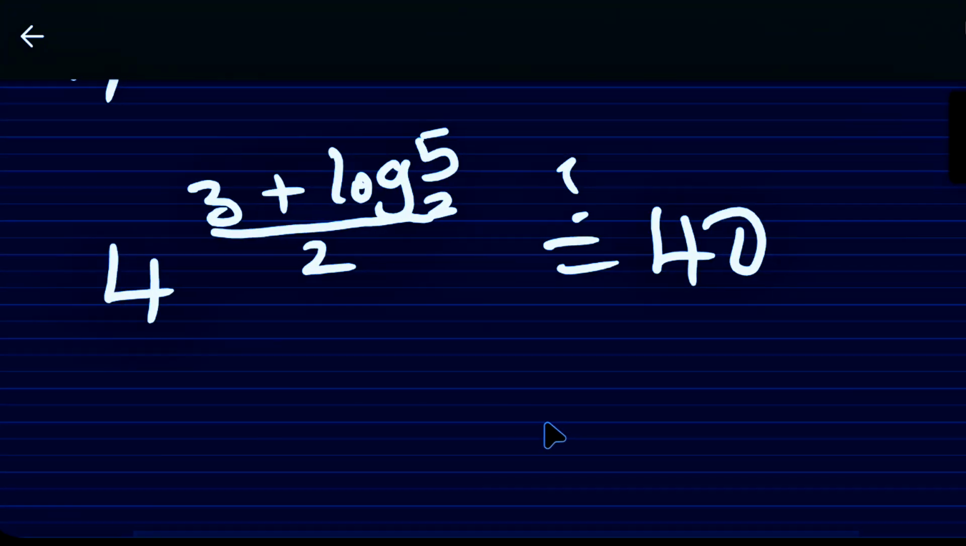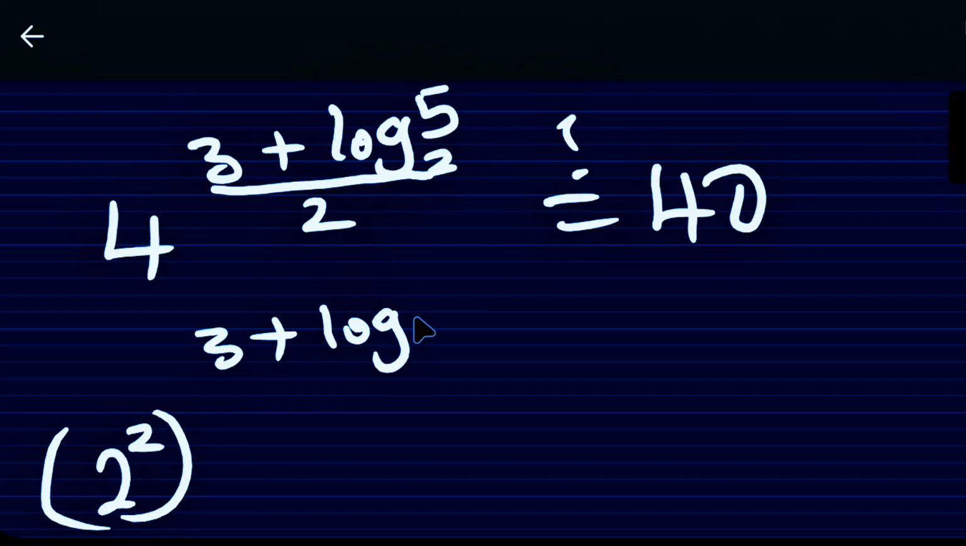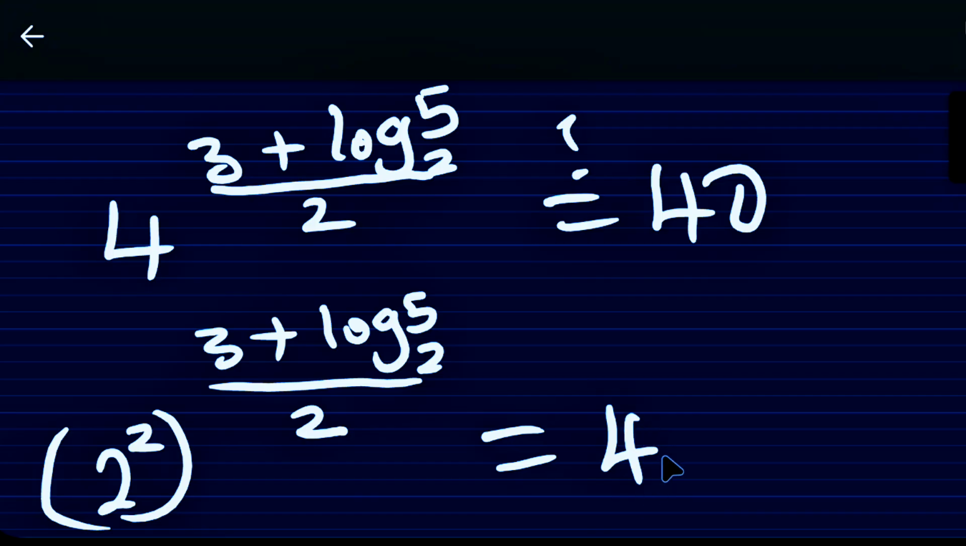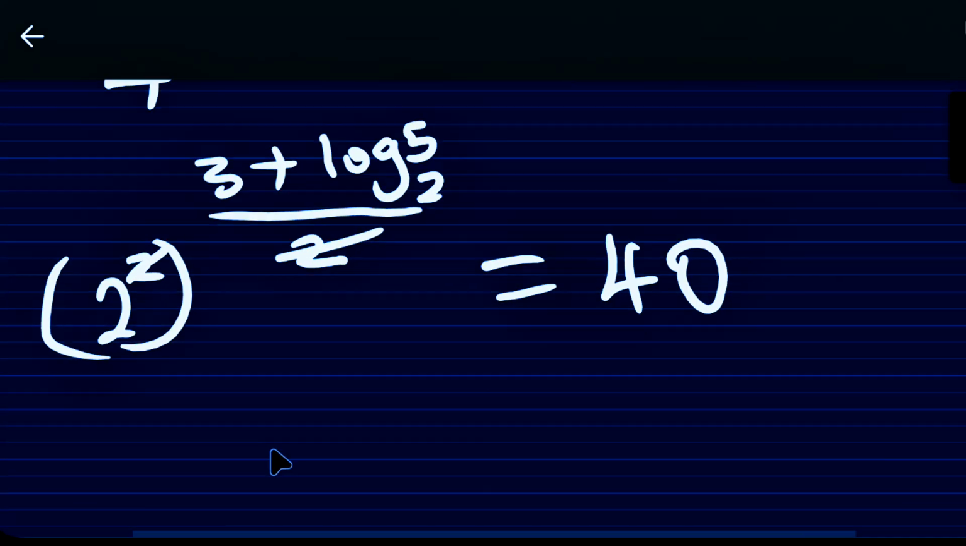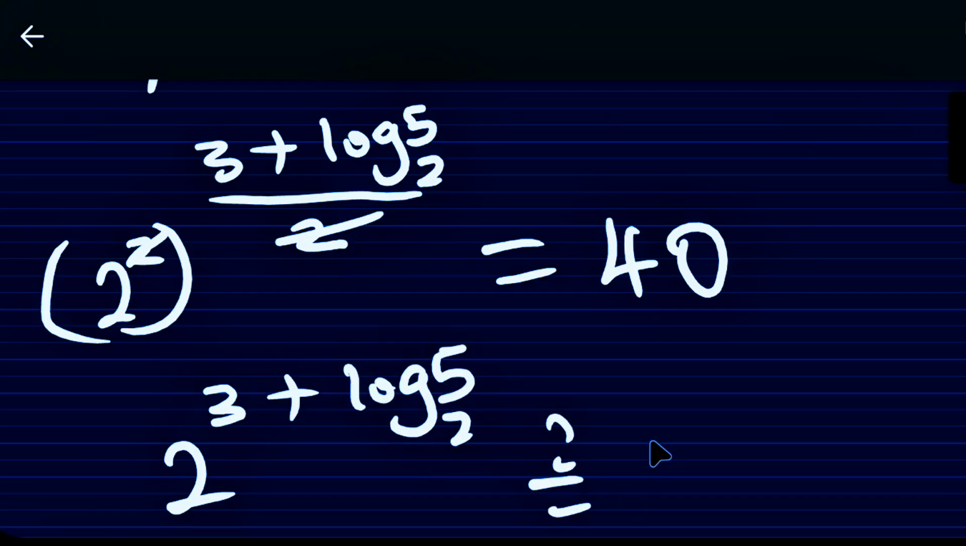Okay, so from here, we are going to apply this exponential rule. Okay, so from here, we can express 4 in index form. So we are going to have 2 squared, in parentheses, exponent (3 plus log 5 base 2), and we'll divide this by 2. Okay, then will this give us 40? From here, this 2 will cancel this 2 here, okay? If we multiply everything by these 2, it's going to cancel this out. So we are left with 2 exponent (3 plus log 5 base 2). And is this equal to 40?